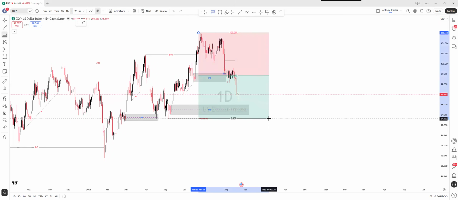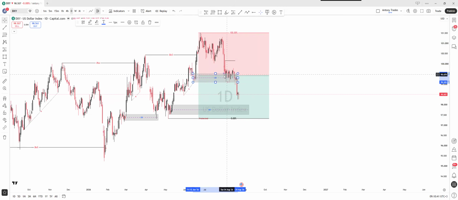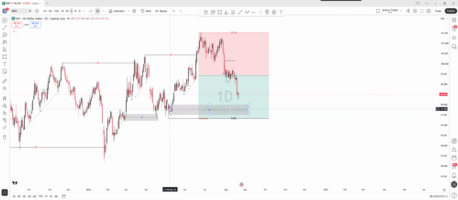If I measure from the high to the low, we can see that this key level is sitting at the premium, at the equilibrium. That is why you see the DXY found it difficult to break this zone, because it was a very good zone. Immediately the market closed below that zone, it means that this key level has been violated. So the next target of the market is this order block or demand zone sitting down here.